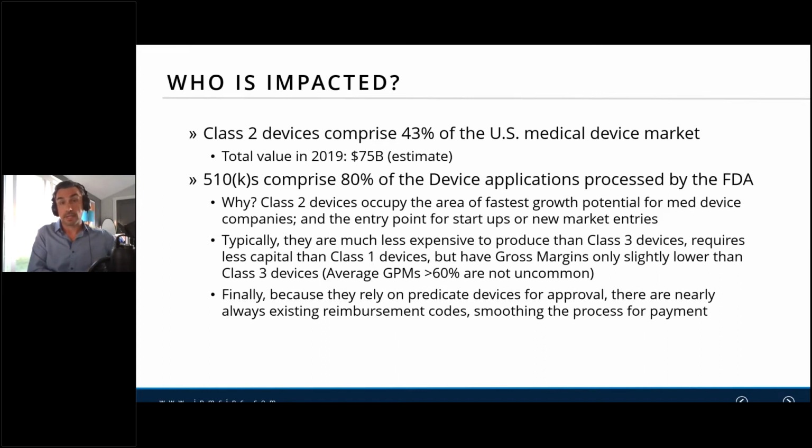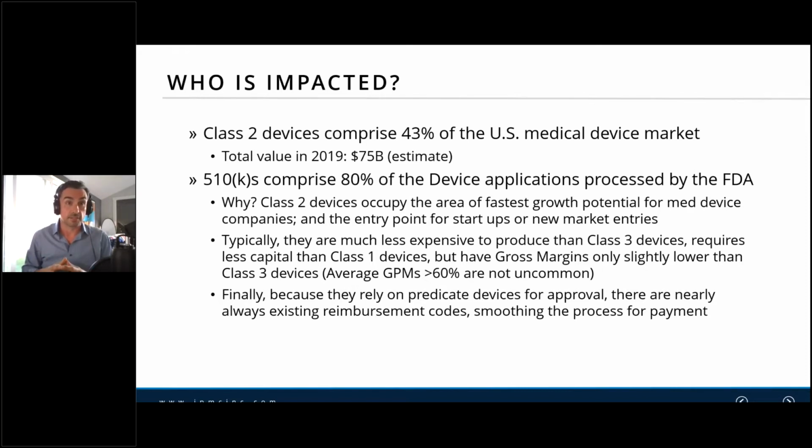They require less capital than a class 1 device. So remember, class 1 device might be like PPEs, like we're talking about right now with COVID, or wound care products and so on. Those are enormous capital investments because you need to crank out a lot of those things. A class 2 device has got a relatively small capital footprint, relatively less expensive to put together than a class 3 product, certainly because of the lack of a full clinical trial required. But their margins are only slightly lower than class 3 devices. So average gross profit margins are somewhere in the ballpark of 60%. That's not uncommon for a class 2 device.